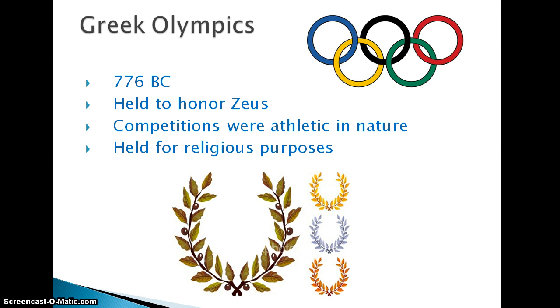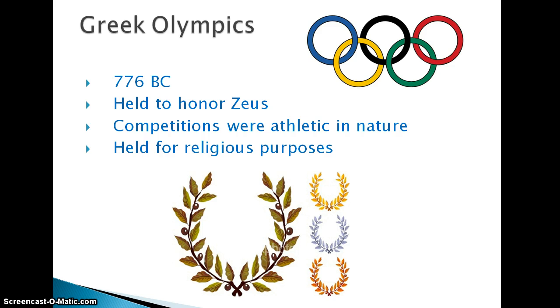Now, the Greek Olympics were thought to have begun as early as 1200 BC, but records were not kept until 776 BC. From these records, modern-day historians have learned much about the ancient games. They were held every 4 years in the city of Olympia, and at first they only lasted 2 days, mainly because there was only one event, the foot race.